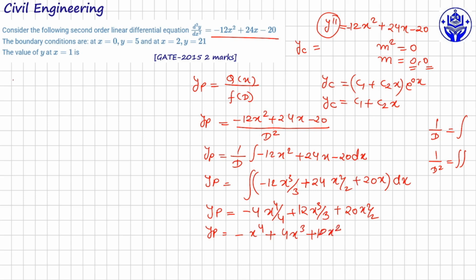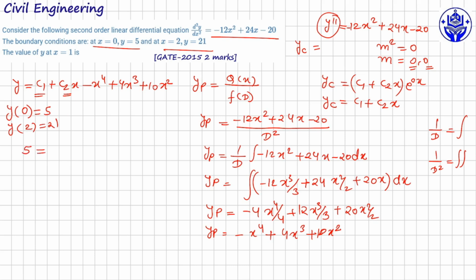So the complete solution is y equals c1 plus c2x minus x to the power 4 plus 4x cube plus 10x square. Now here we have two arbitrary constants and two conditions are given. What are they? y(0) is 5 and y(2) is 21. Just put x equals 0 here, and all these terms will be 0. So c1 is equal to 5.